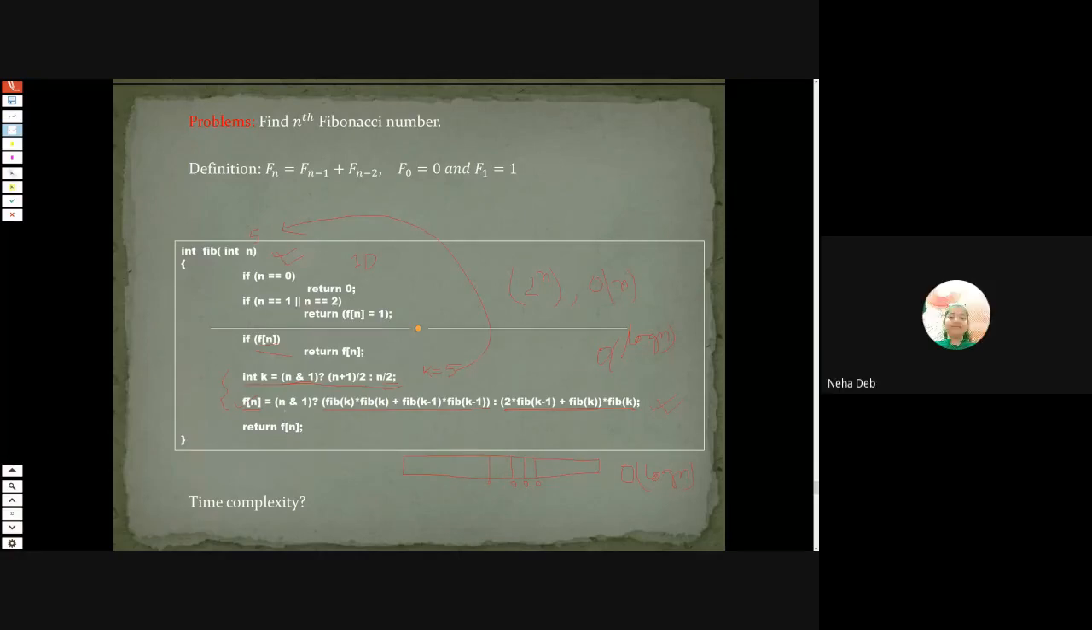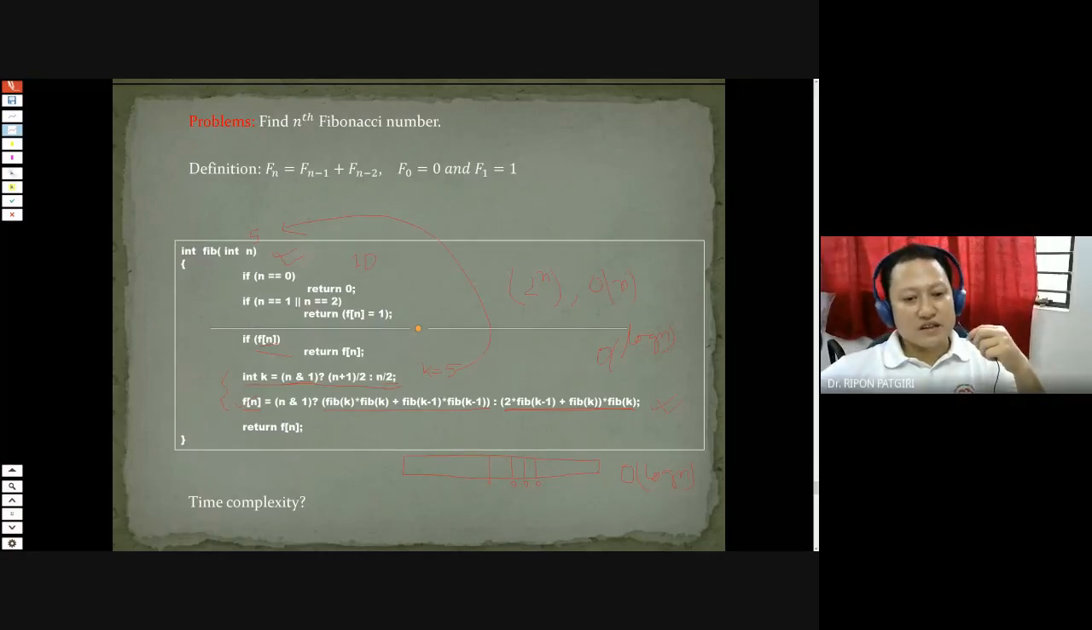Yes, sir. So f of n is that solution if it does not already exist. If it already exists, there is no need to calculate; it will take big O of 1. Otherwise, you have to calculate whether n is odd or even. So divide by 2: odd means (n plus 1) divided by 2, and even means n divided by 2.